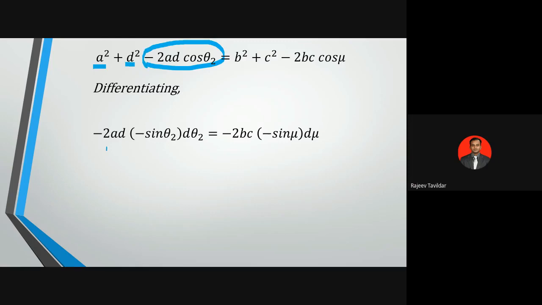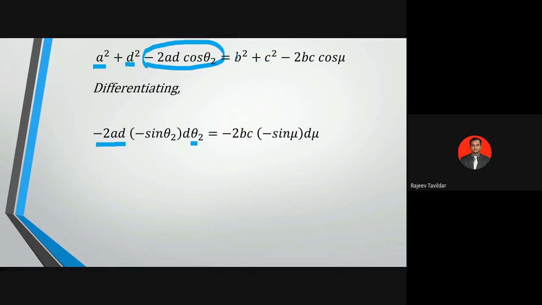Here I have taken minus 2ad as a constant, and differentiation of cos theta 2 I have written as minus sin theta 2 into d theta 2, because we are differentiating with respect to the angle. So cos theta becomes sin theta, and differentiation of theta becomes d theta.